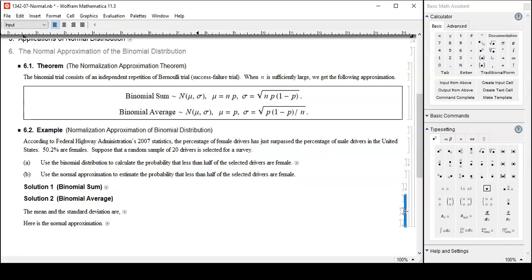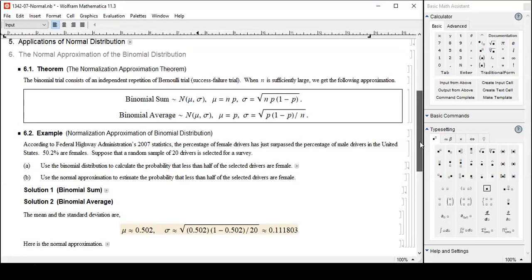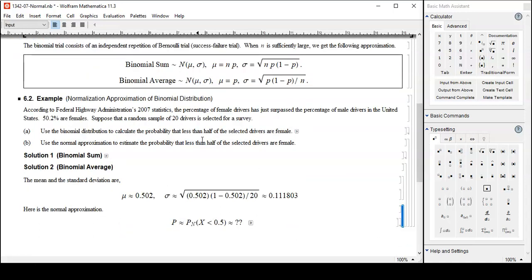Okay, the mean and the standard deviation are just a formula here. The probability is 0.502 and sigma's value is, according to this formula here, square root of p(1 minus p) over n. Run it and you're going to get 0.11 something. So we have a normal approximation by the normal random variable with mu, the mean, 0.502, and sigma, the standard deviation, 0.111803.